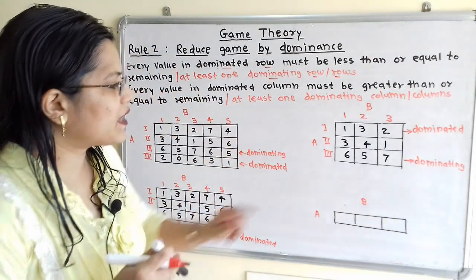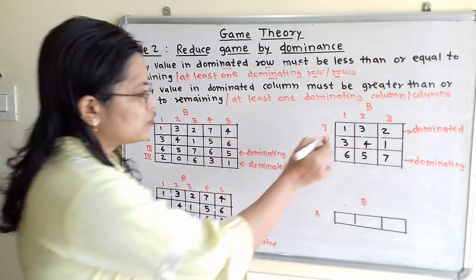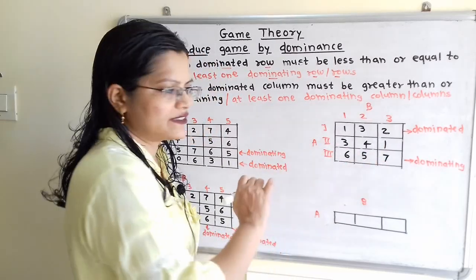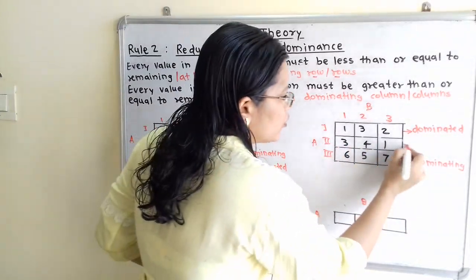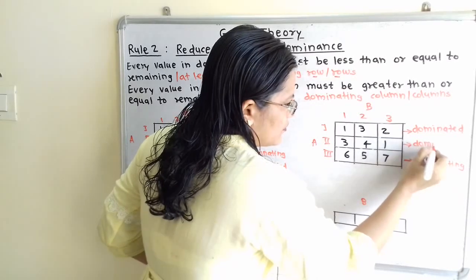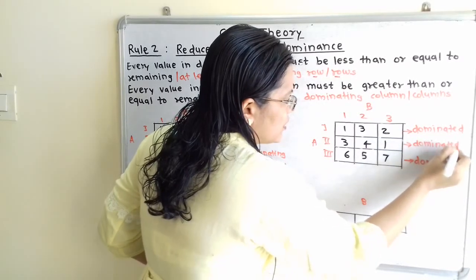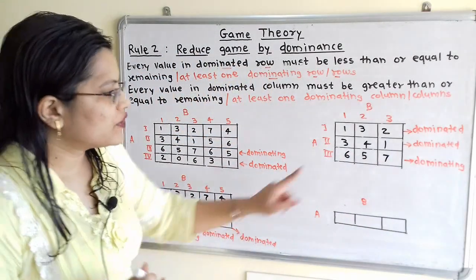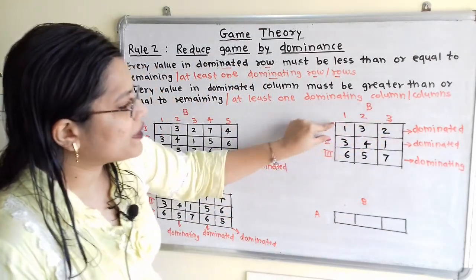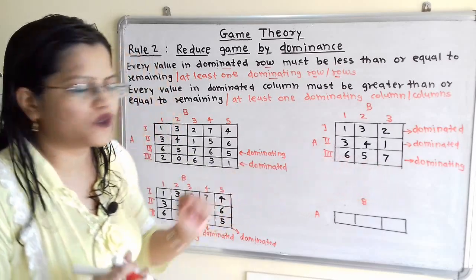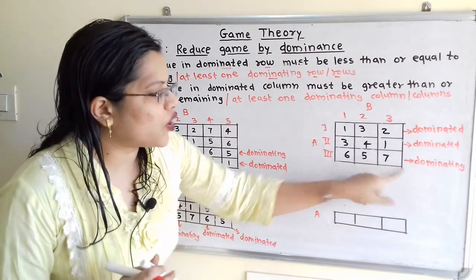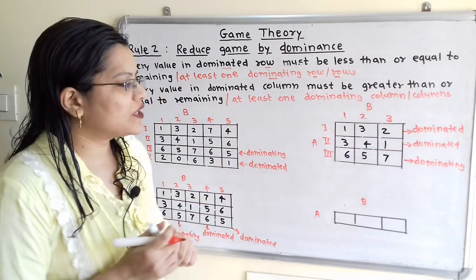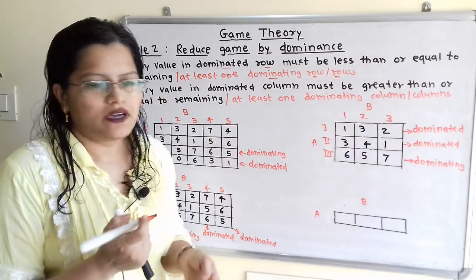Now again we will compare for the second row. So 3 is less than 6, 4 is less than 5 and 1 is less than 7. So this is also a dominated row because all the values are less than the remaining row. So these two rows are dominated by the third row, and the third row is the dominating row. So we have to delete these two rows and only one row is available.